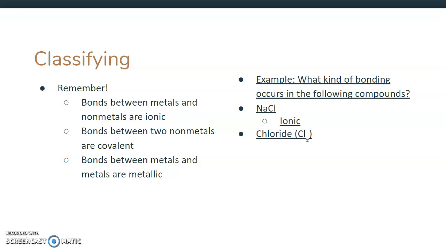What about chloride, Cl2? We just said that chloride was a nonmetal, so if we have two of them combined, with a nonmetal and a nonmetal, it's covalent, so covalent bond.